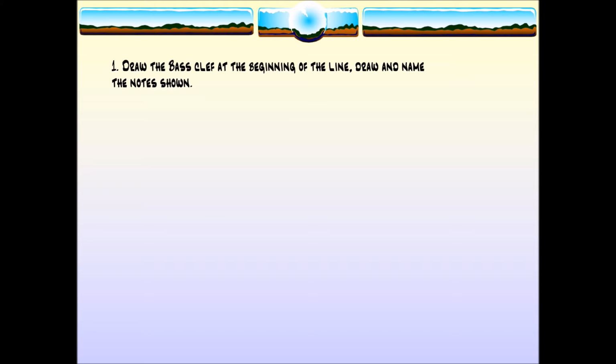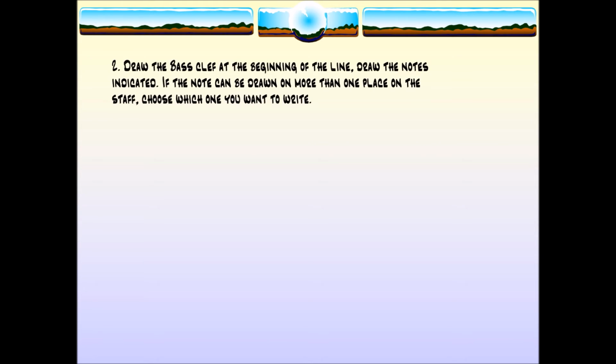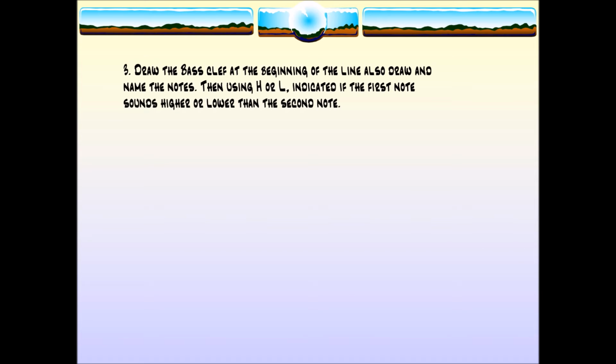Number 1, draw the bass clef at the beginning of the line. Draw and name the notes shown. Number 2, draw the bass clef at the beginning of the line. Draw the notes indicated. If the note can be drawn on more than one space on the staff, choose which one you want to write. Three, draw the bass clef at the beginning of the line. Also draw and name the notes. Then use an H for high or L for low, indicating if the first note sounds higher or lower than the second note.